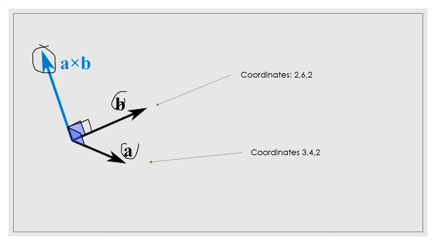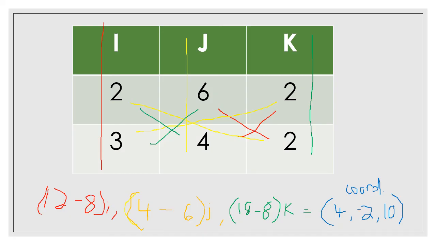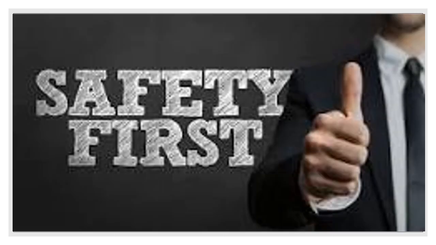So to find that, you actually need to use a Latin square. So how you do that, to make it quick, is you have x, y, z, I, j, k, and you're going to need to use Latin square to find 6 times 2 minus 2 times 4. You cross off j, you do 2 times 2 minus 2 times 3, cross off k, and you do 2 times 4 minus 6 times 3. You do all of this, and your coordinate for your new vector is 4, negative 2, 10.